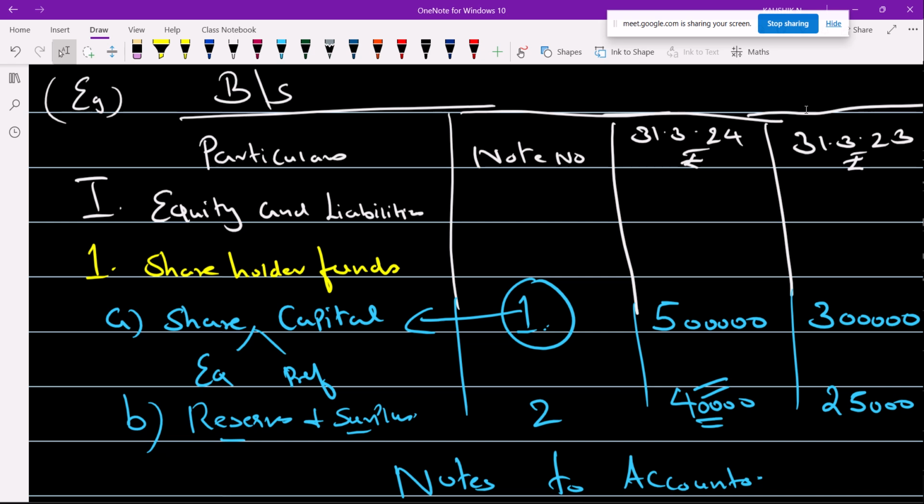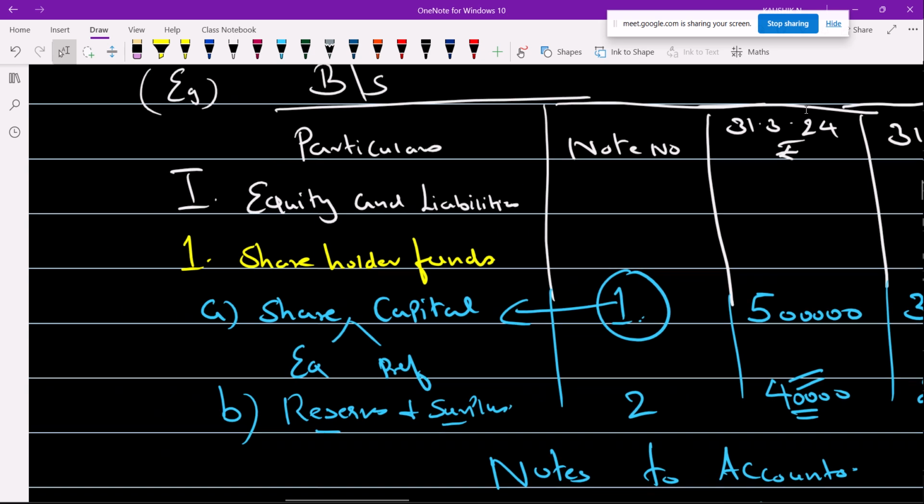If I'm not going to supply you with the notes to account, obviously people will find it very difficult to understand the financial statement, whatever it is. Even a person who might be a learned scholar of accounting, with accountancy knowledge to the core, will find it difficult to understand in what combination or proportion this share capital is, or reserves and surplus, what is the composition of these reserves and surplus. They'll definitely find a hiccup.